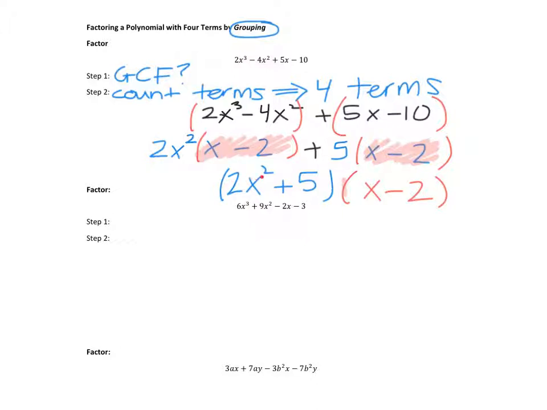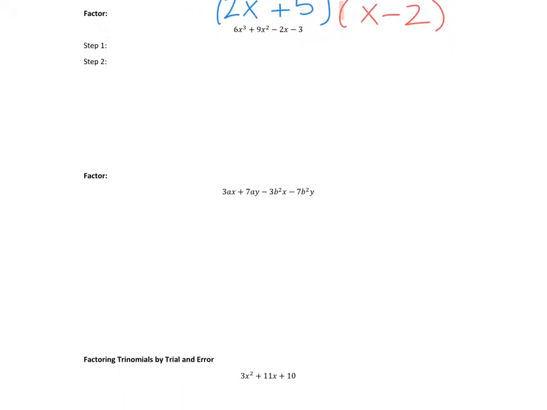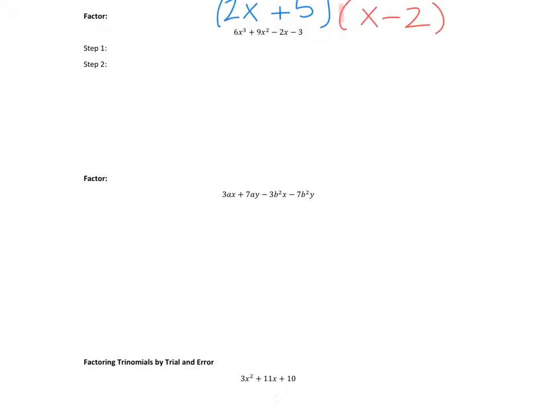All right, so let's look at our next example. Really similar from before. There is going to be one difference, and I'll show you what that is right now. So first step is always the same. Is there a greatest common factor? And there's not. And then we count the terms. 4 terms means factor by grouping.